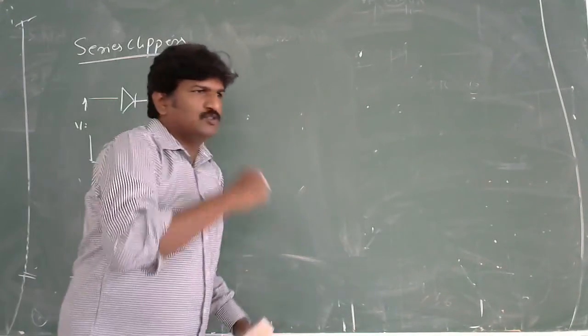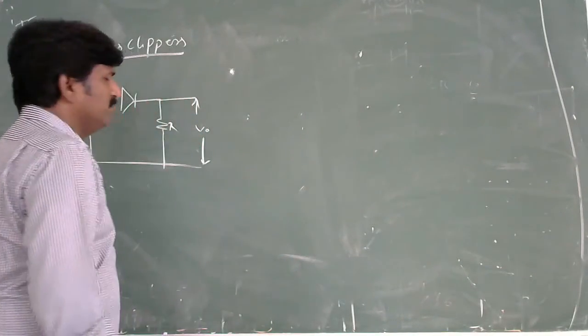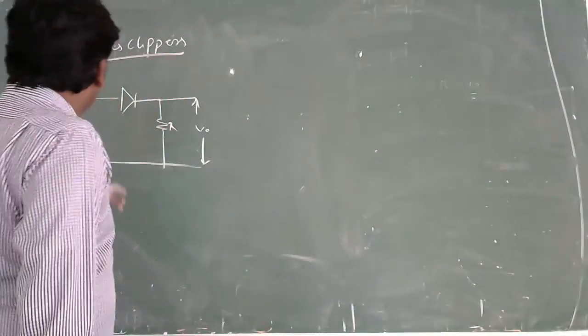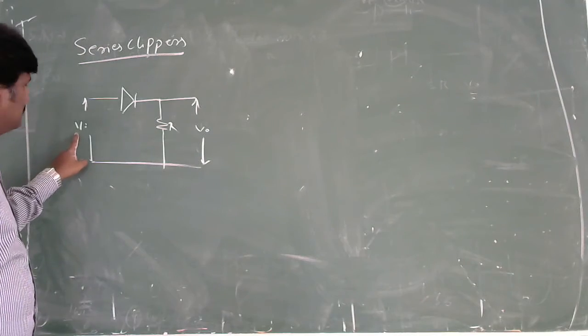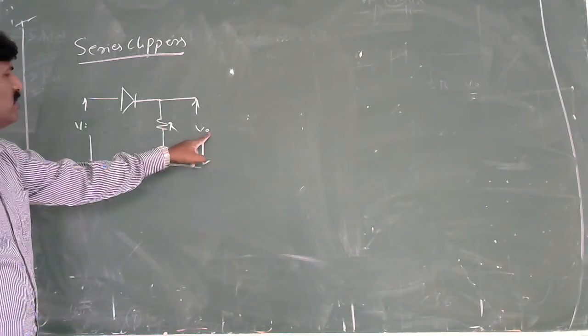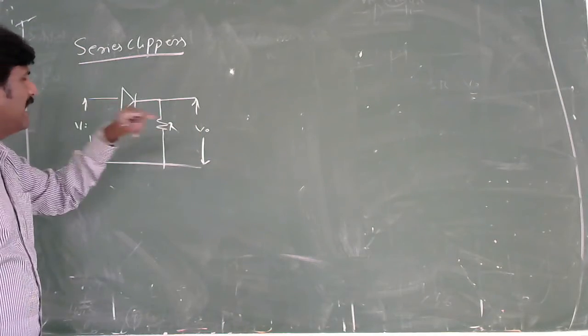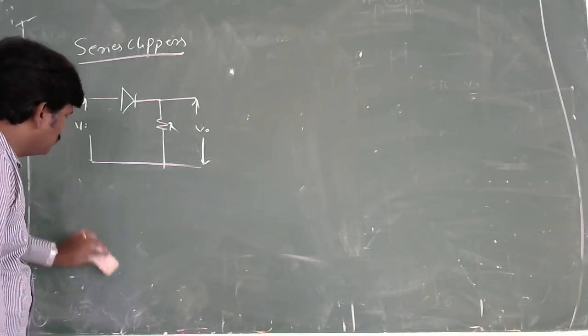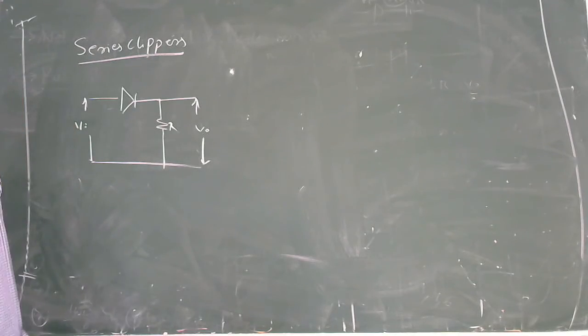Good morning everyone. Today we are going to discuss the series clipper. In the last class we discussed the shunt clipper. In the series clipper, the diode is connected in series with Vi, and the resistor acts like a load resistor. You take the voltage across R, and it acts as the output voltage. Then we have to follow some conditions to analyze the series clipper.